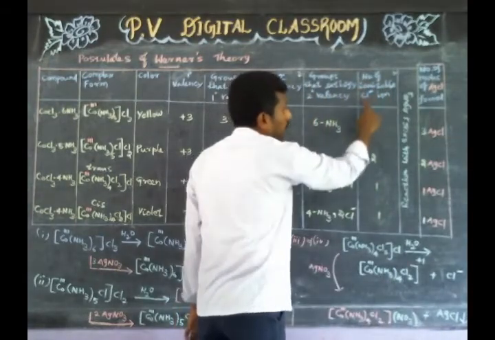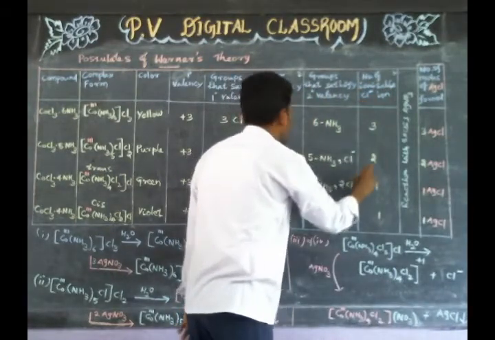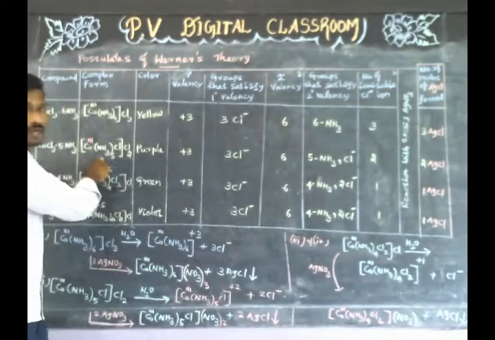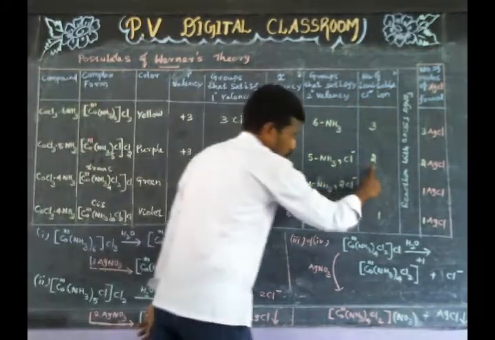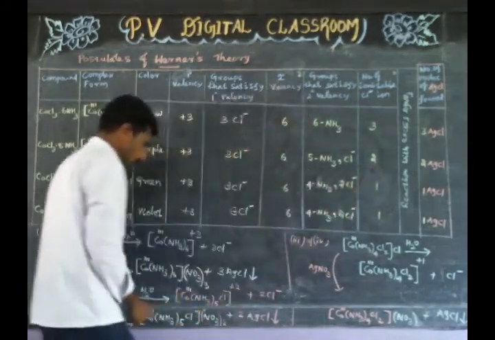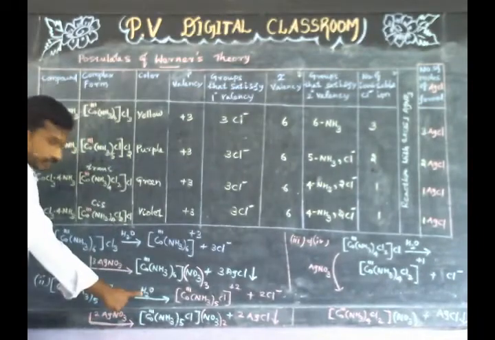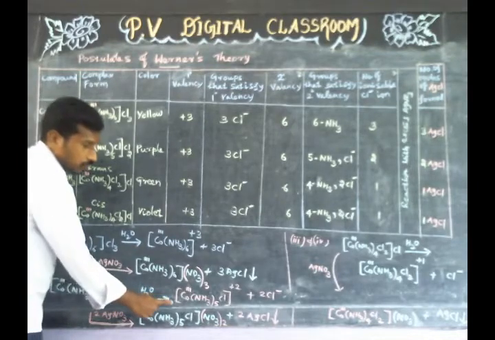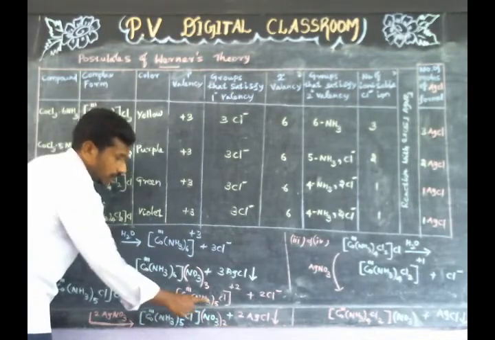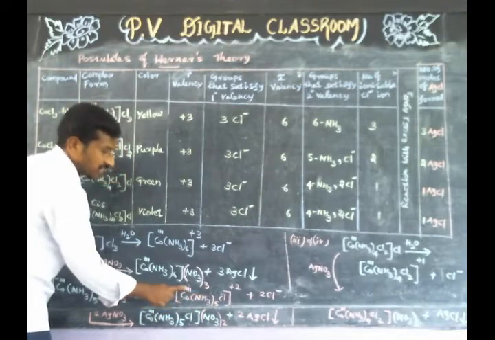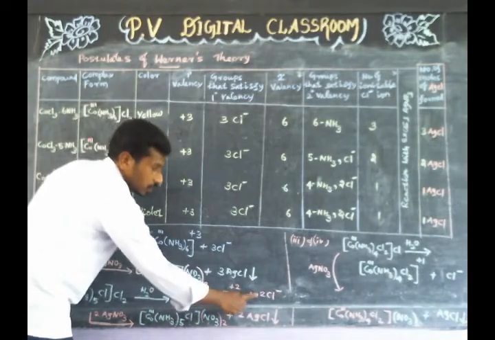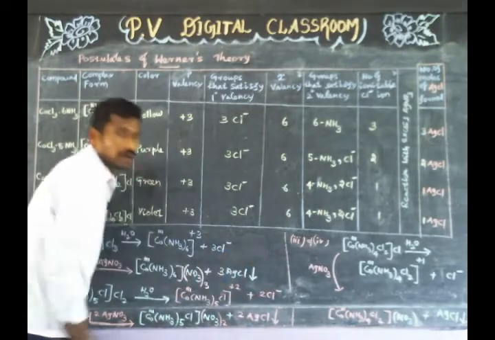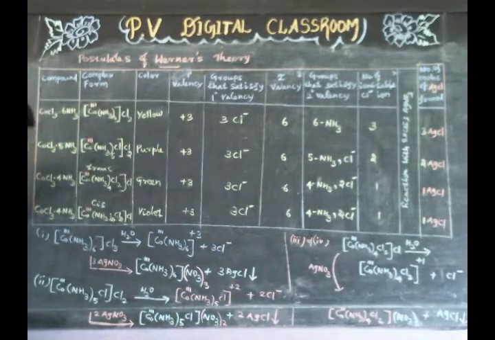Number of ionizable Cl- ion that present in this compound is only 2. This is because in water pentaamine chlorido cobalt 3 chloride dissociates to form pentaamine chlorido cobalt 3 ion and 2 Cl- ions.